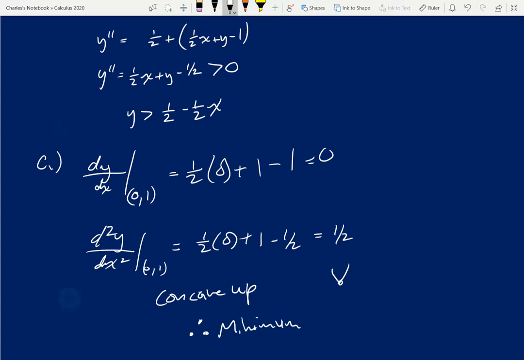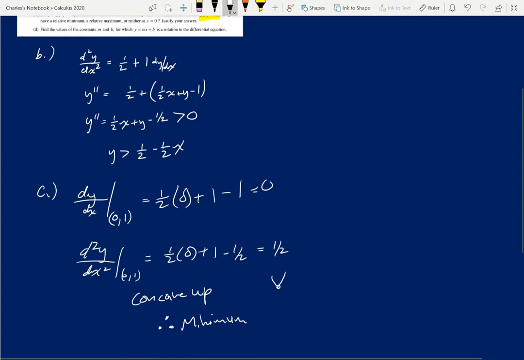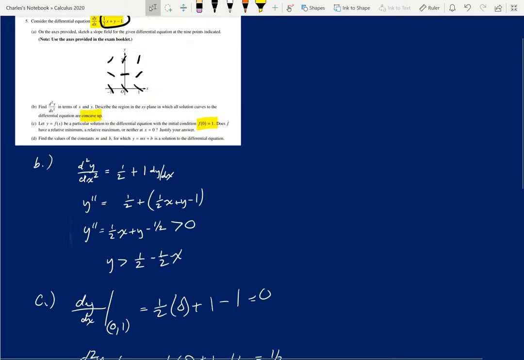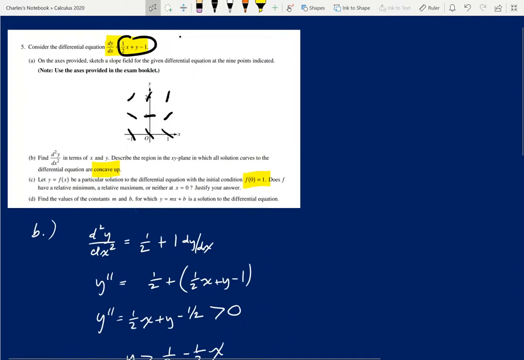And then part D is the place where people stumble. It's tricky, and I think it takes a while to even figure out what they're actually asking you. Find the values of the constants m and b for which y is equal to mx plus b is a solution to the differential equation.